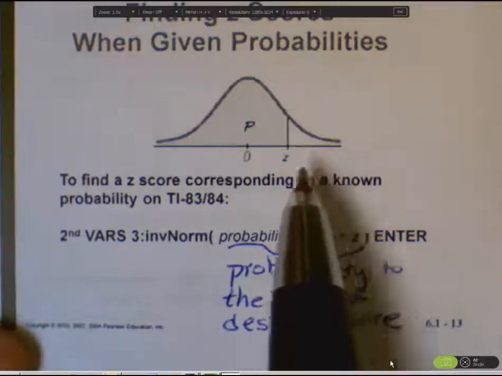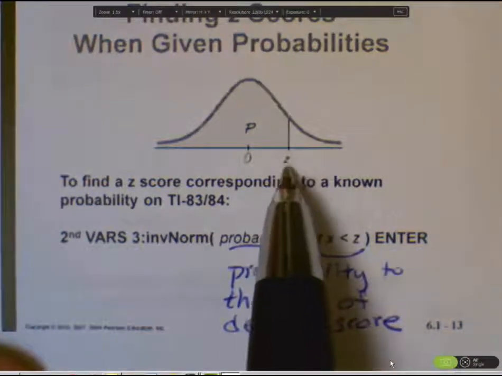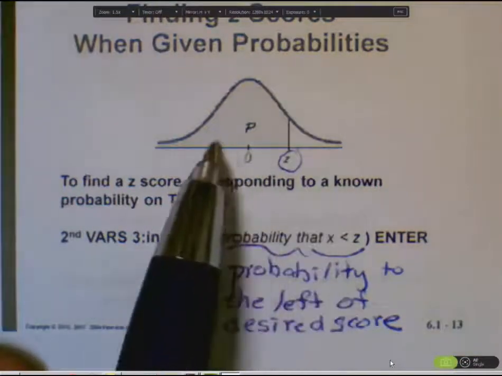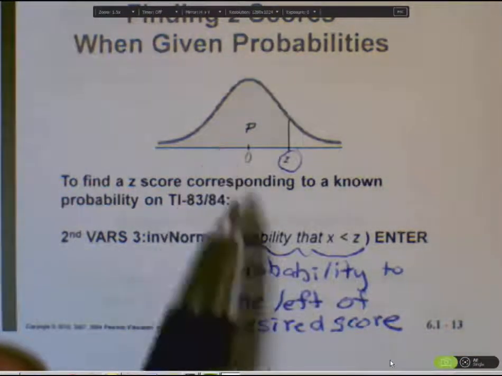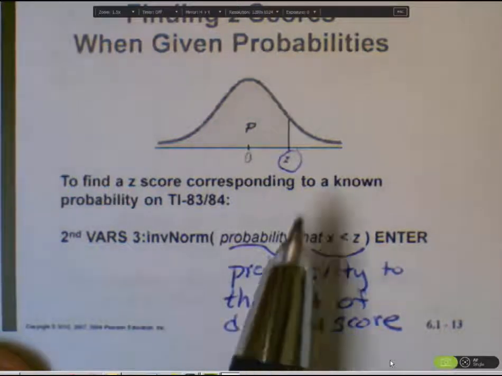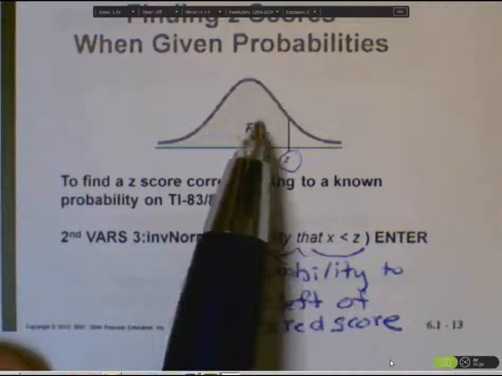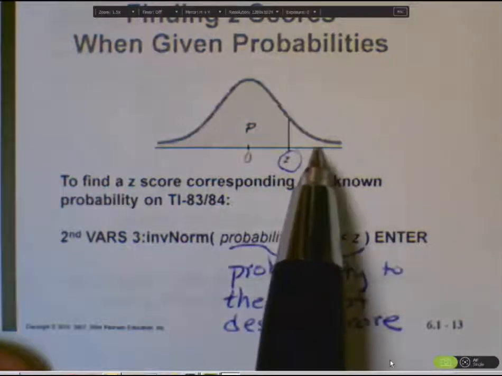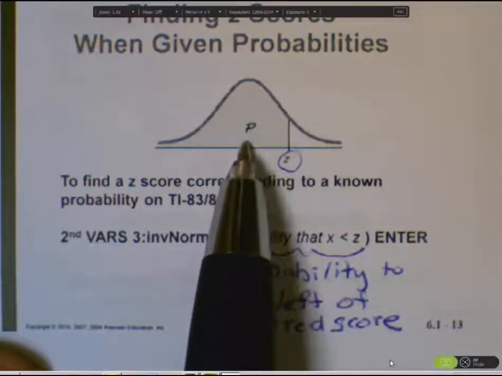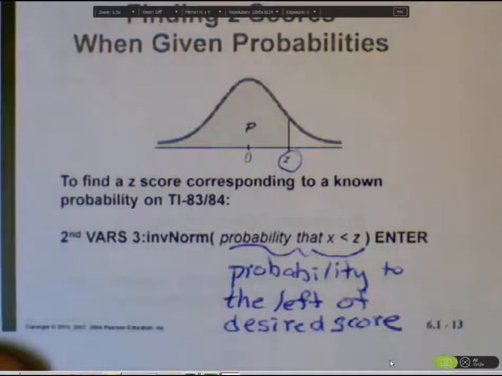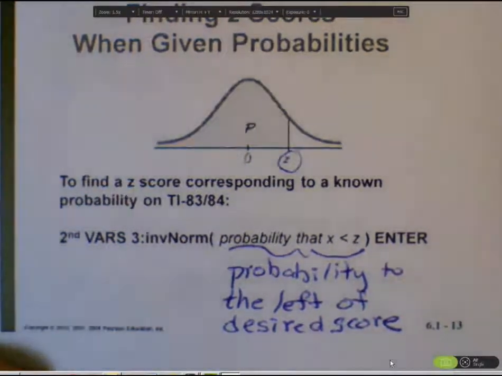In other words, if I'm looking for this z-score and I tell you the probability to the left is 0.7, then 0.7 is what you'll enter inside that parentheses. But if instead of giving you the 0.7, I give you 0.3, the probability to the right, then you're going to have to find the probability to the left and enter the probability to the left on the calculator. You always enter the probability to the left of the z-score that you want.